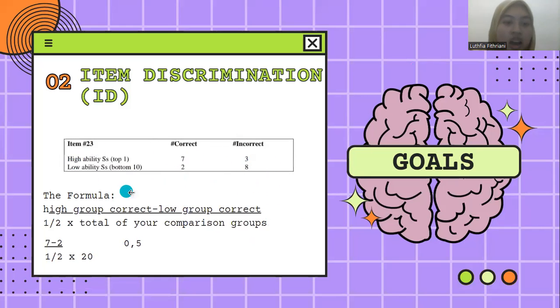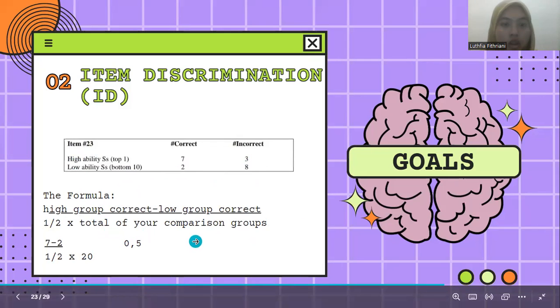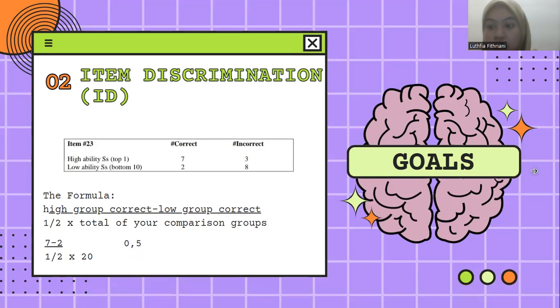The formula is the high group correct, subtract the low group correct, and divide by half, multiplied by the total of your comparison group. So the result is 0.5. The result for the sample test item tells us that the item has a moderate level of item discrimination. High discriminating power would approach a perfect 1.0, and no discriminating power at all would be 0.